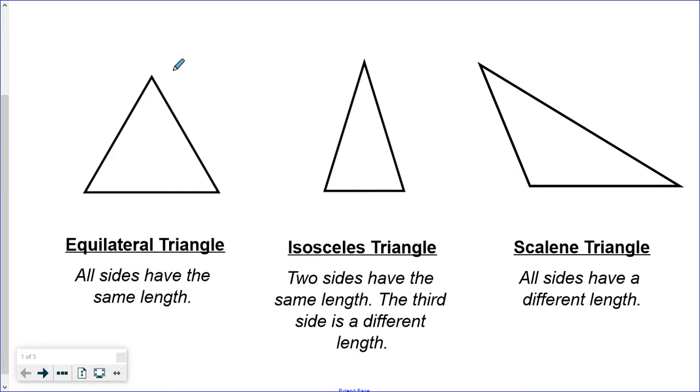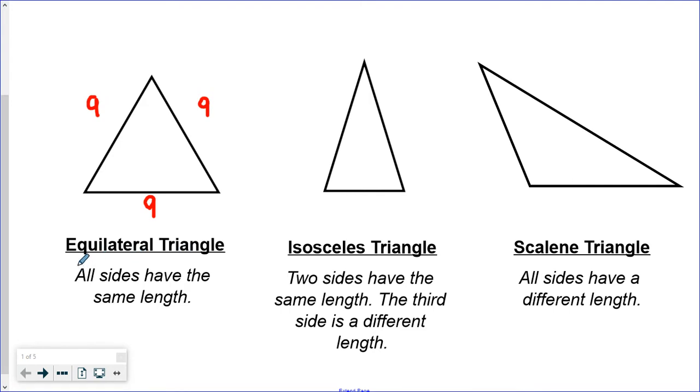The first type of triangle we have right here is this triangle. Obviously it has three sides, 1, 2, 3. And all three of these sides have the exact same measurement. So for example, if I said that this was 9 inches, that means this also would be 9 inches, and that means this also would be 9 inches. When you have a triangle where all three sides have the exact same measurement, we call that an equilateral triangle.